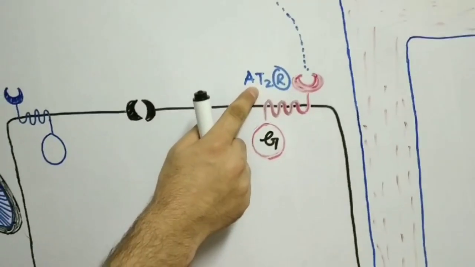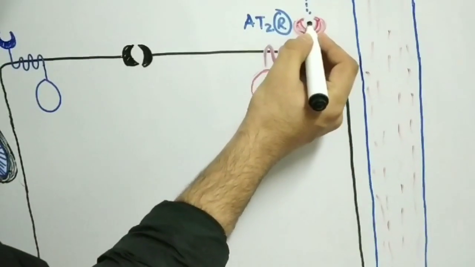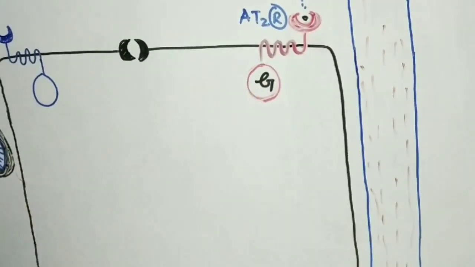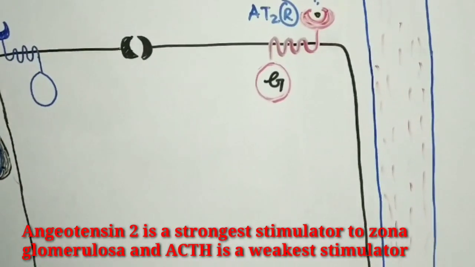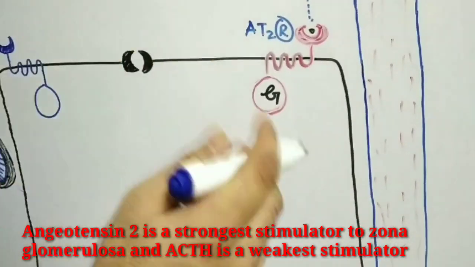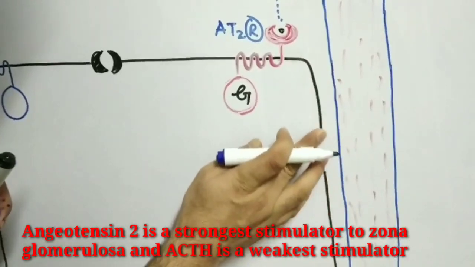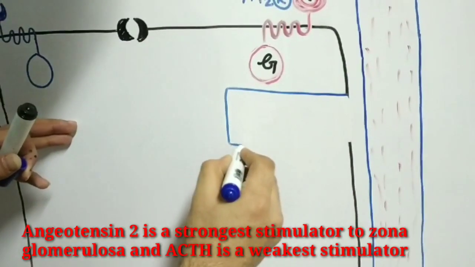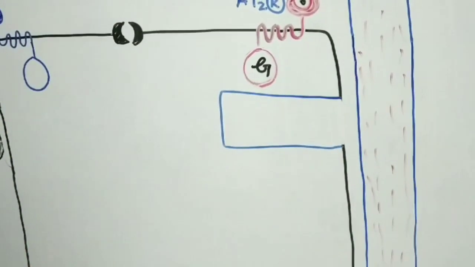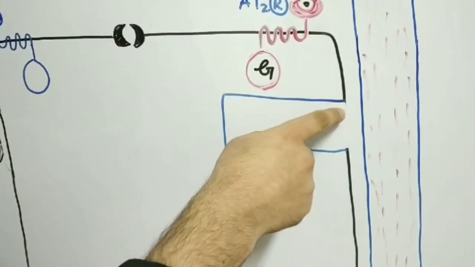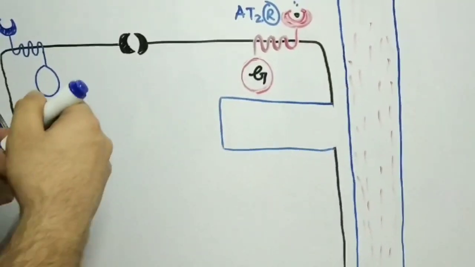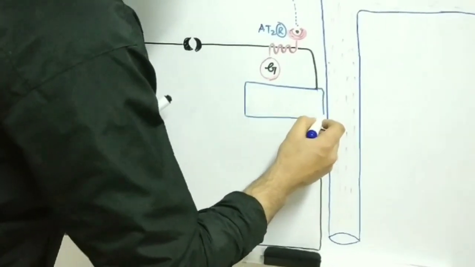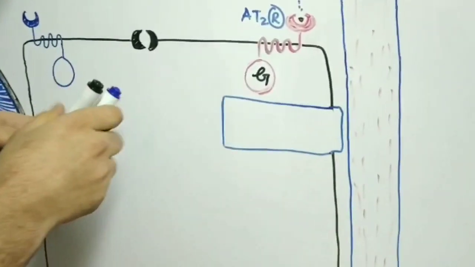When angiotensin 2 binds to the receptor, this receptor activates the G protein. Now what the G protein is going to do is activate an enzyme which is present in the cell membrane. This enzyme is known as adenylyl cyclase.